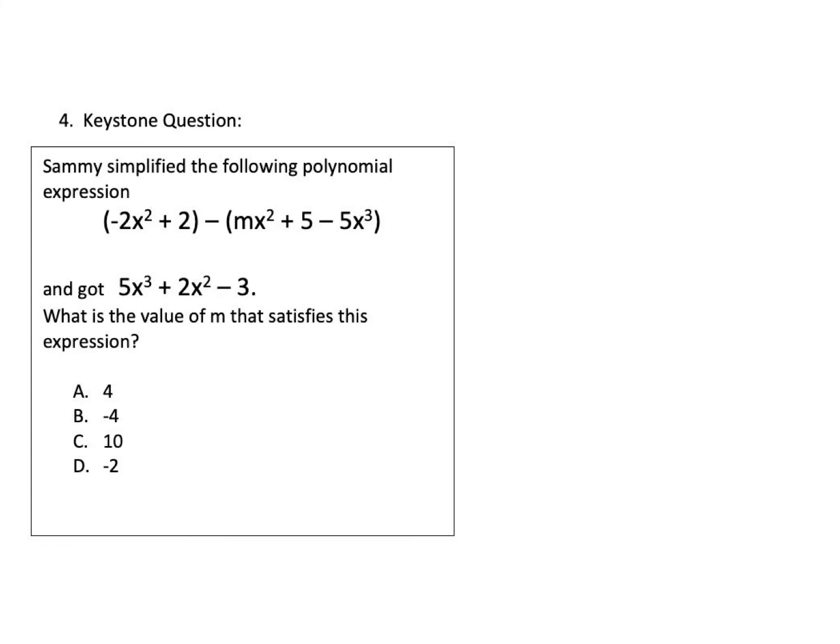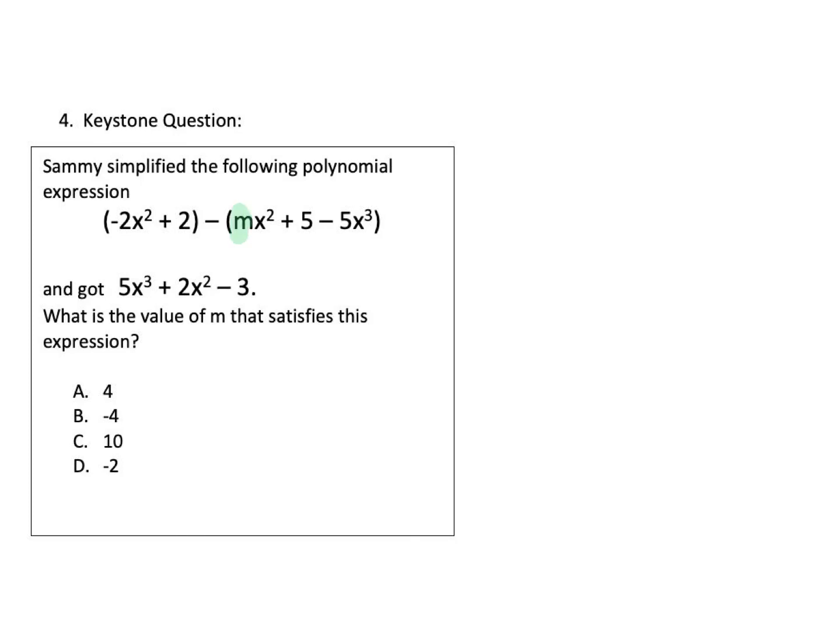This last one is an awesome question. It's actually an example of a Keystone question that you could see on your Keystone exam. So it says, Sammy simplified this expression. It's a binomial minus a trinomial, and he got this as his final answer. What is the value of m that satisfies this expression? So we've got to figure out this right here.